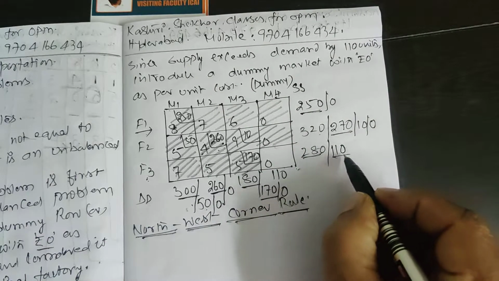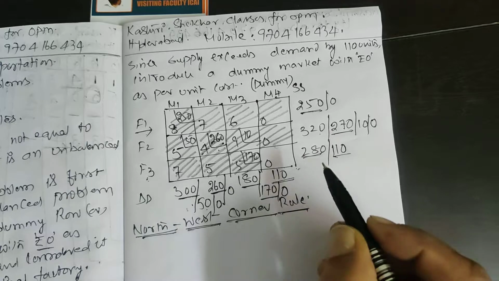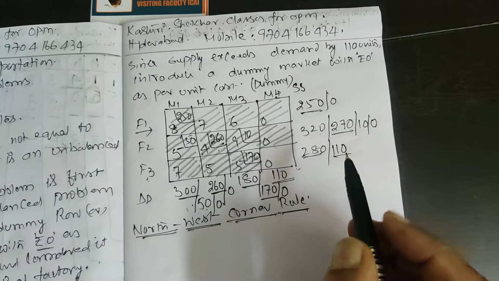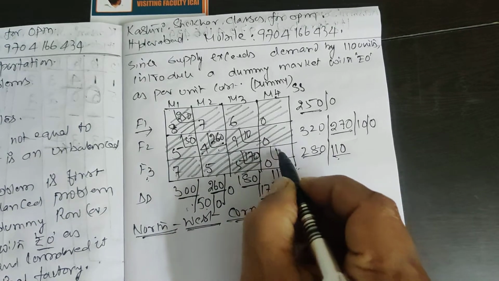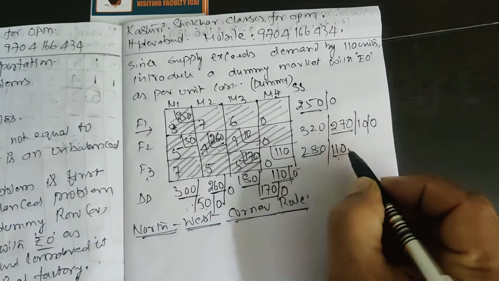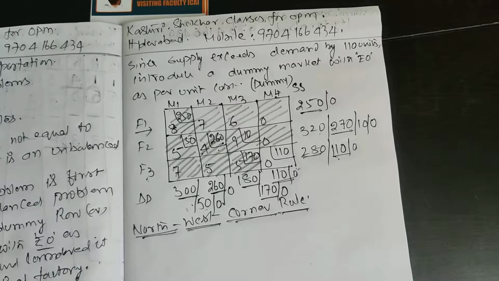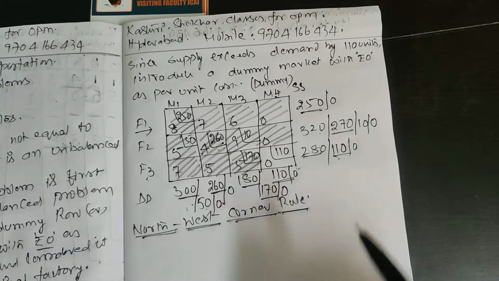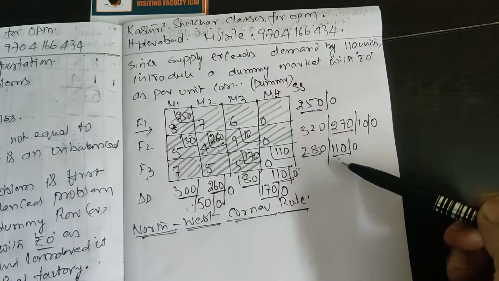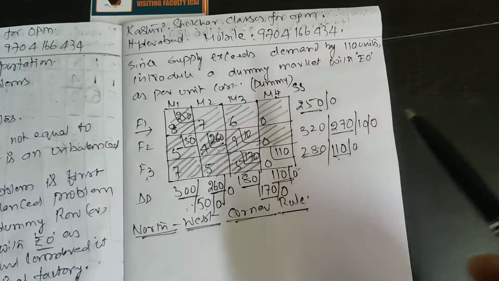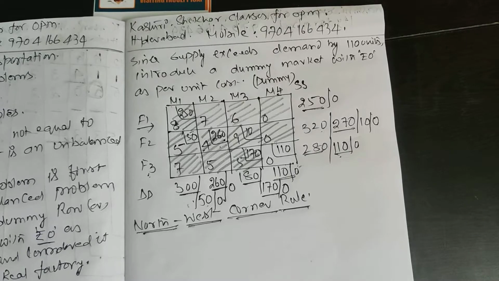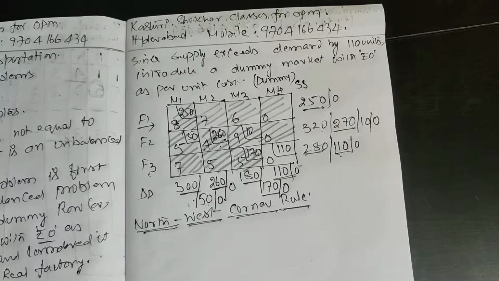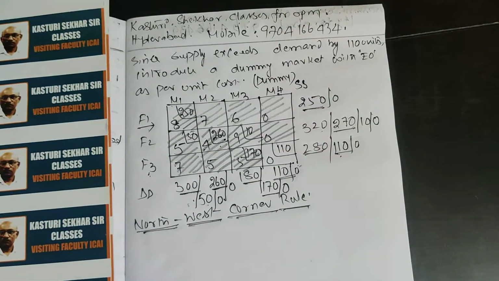Now 110 units are required at fourth market. 110 units are available at third factory. 0, 0. Supply at each factory is exhausted. Requirement at each market is also fully satisfied.